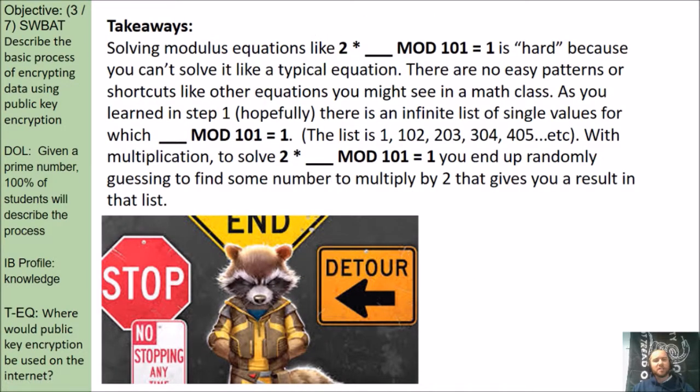So takeaways from that little exercise. Solving modulus equations like 2 times something is hard because you can't solve it like a typical equation. There are no easy patterns or shortcuts like other equations you might have seen in math class. As you've learned in step 1, there is an infinite list of single values for which you can put into this equation. At the end of the day, you'll end up randomly guessing to find some number to multiply by 2 that gives you a result in this list.